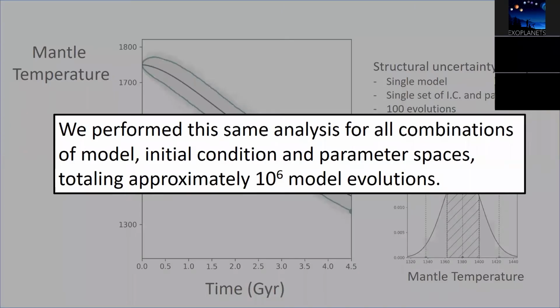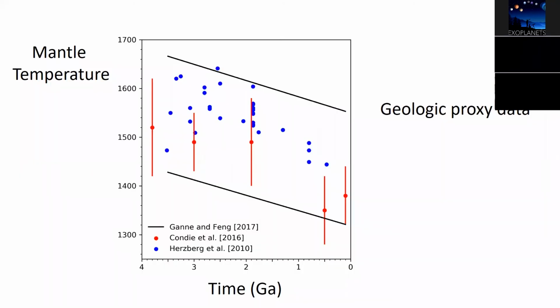So what we did was we performed this analysis with a wide range of betas, a wide range of initial conditions and parameter values. That was around 1 million evolutions, and then we compared that to different geologic constraints. This is where it ties into the uncertainty aspect. Even Earth, the planet that we know best, is still highly uncertain.